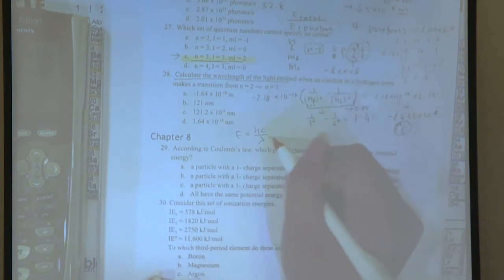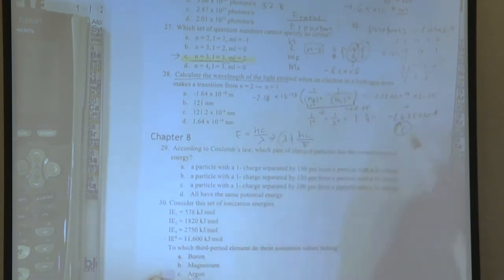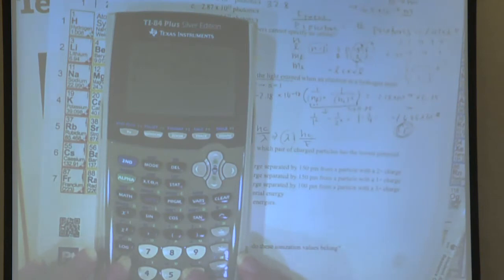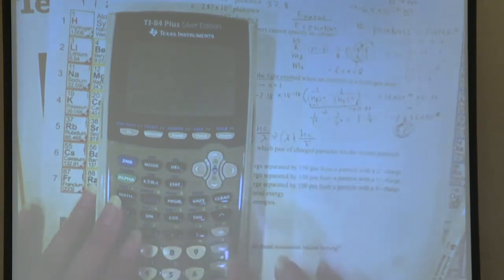right? And when we isolate for wavelength, it looks like this. And we can't get our wavelength without first calculating our energy. So we're going to use Planck's constant, 6.626 times 10 to the -34th. Multiply it by the speed of light. And divide it by the energy that we just got.